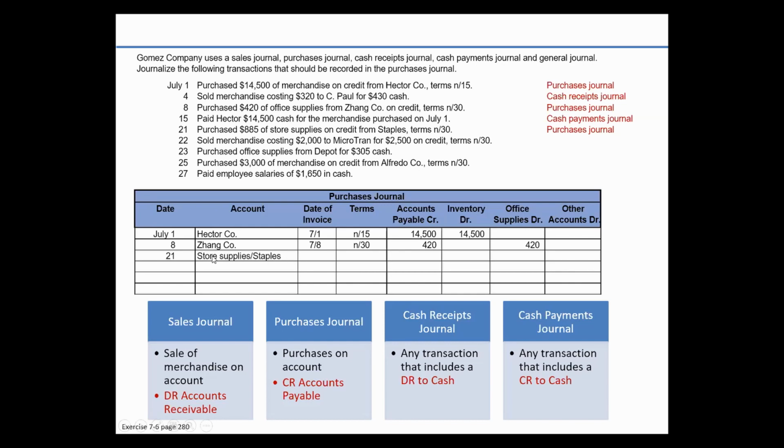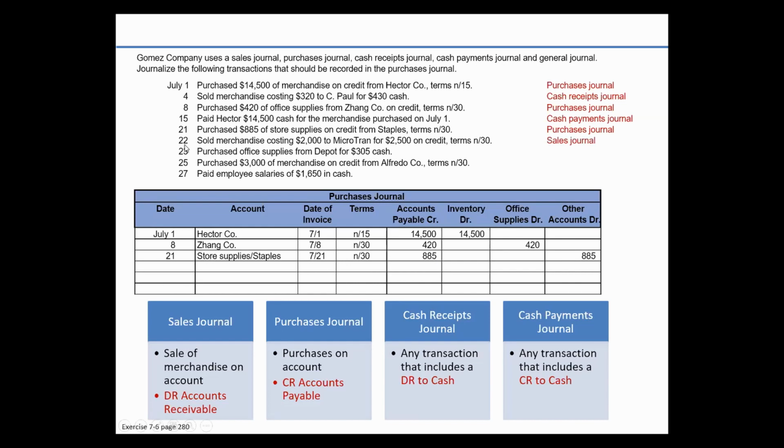Those are the accounts involved, because we're increasing our store supplies, and then we're crediting our accounts payable at Staples. So we have net 30 to pay. So other accounts debit would be $885. And then accounts payable, which would be the accounts payable for Staples, would be $885.